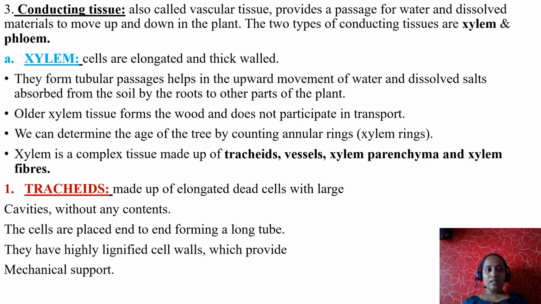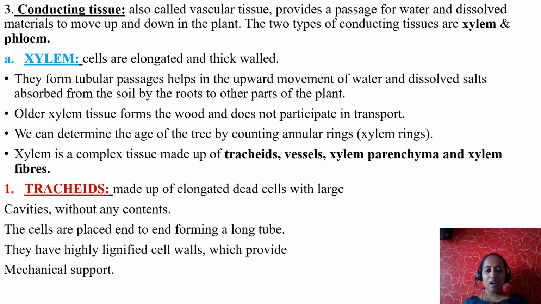Now, the third type, based on conduction, is conducting tissue, which is of two types. One is xylem, another one is phloem. It is also called vascular tissue. Conducting tissue is also called vascular tissue. It provides a passage for water and dissolved materials to move up and down in the plant. The two types of conducting tissues are xylem and phloem.